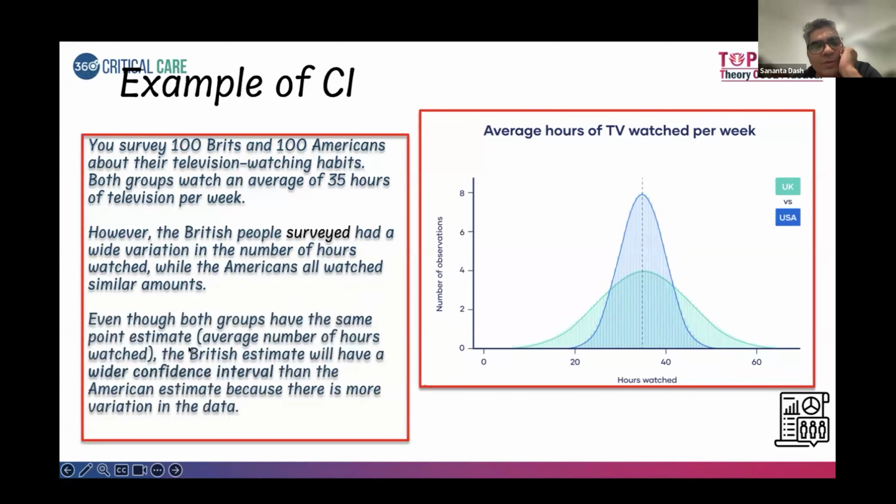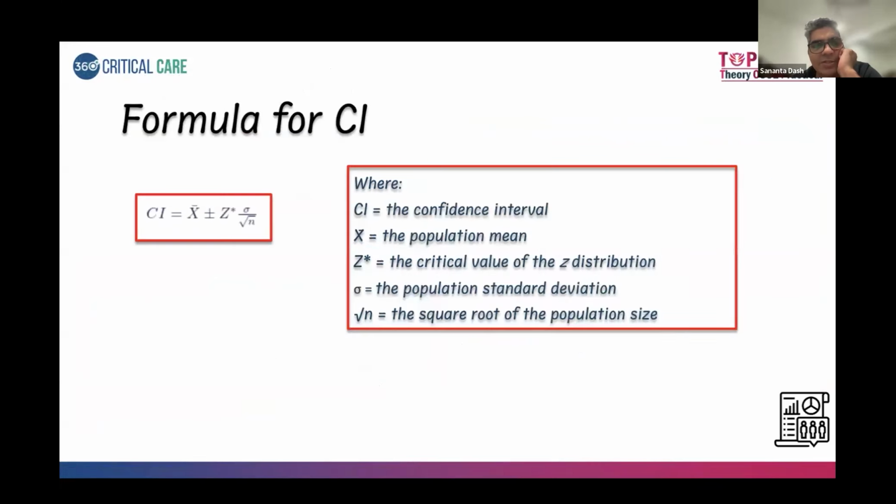Even though both groups have the same point estimate, the mean, an average of 35 hours watched, the British estimate will have a wider confidence interval than the American estimate because there is more variation in the data. Again, that represents the homogeneity of the data. If the confidence interval is wider, the data is more inhomogeneous. If the confidence interval is narrower, then the data is more homogeneous. They are inversely related.